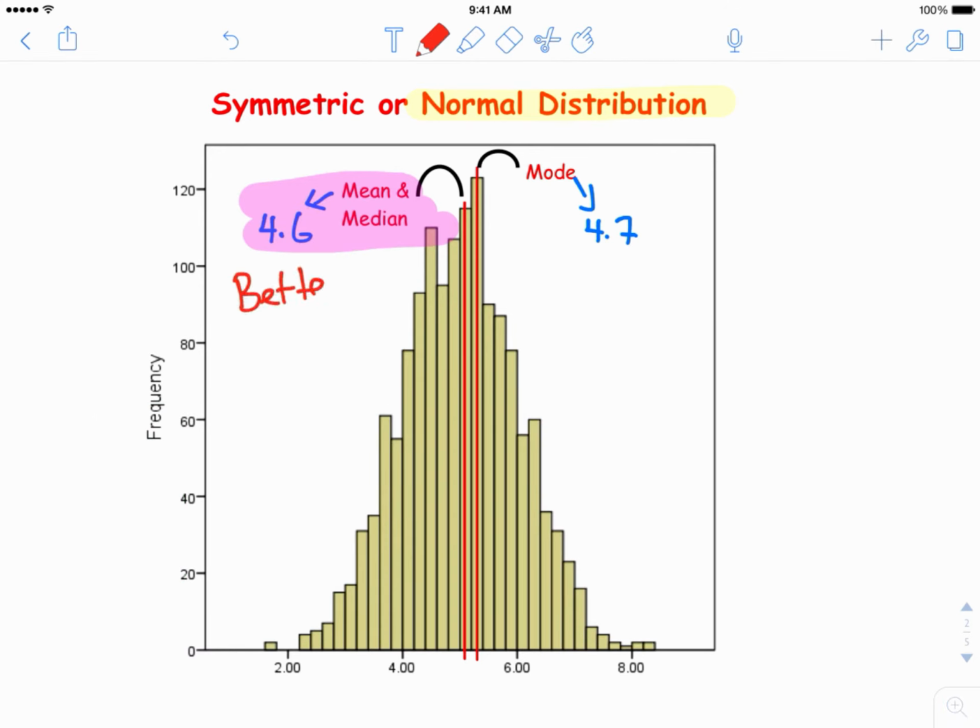So if you really need to choose an answer for this question, the value 4.6, which is the mean and median, is a better representation of the dataset.